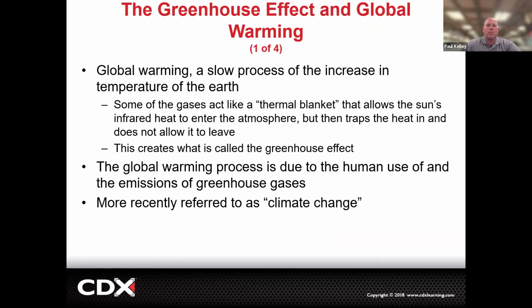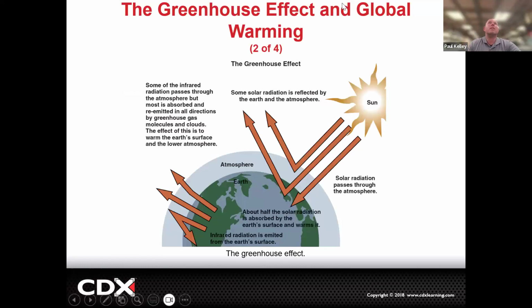So some of these gases act as a thermal blanket. I actually edited this one, so it's not just a publisher slide. Global warming was a big term, and then at the end, you notice I changed it to, it's more recently called climate change. So some of these gases act like a thermal blanket, allowing the sun's infrared heat to enter the atmosphere, but then trapping it in. And so this climate change kind of looks like this.